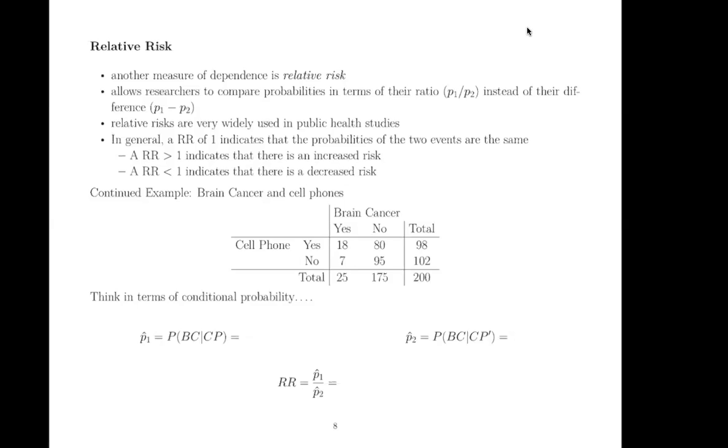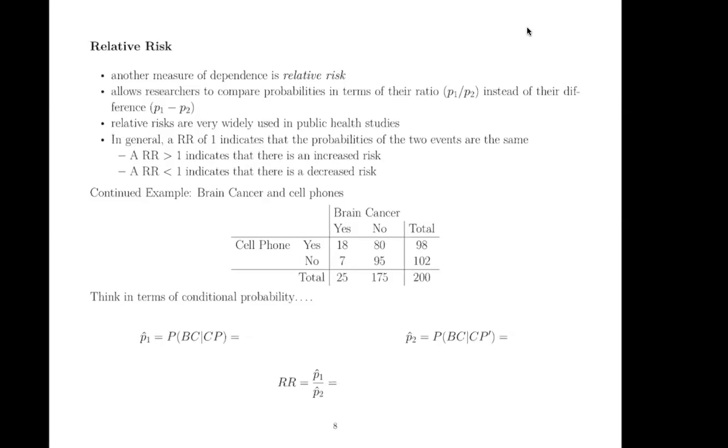And so in general, if the relative risk or the ratio is 1, it indicates that the probabilities are about the same. If you get something more than 1, that means that the probability on top is more than the probability on the bottom. So there's an increased risk for the top group. And if it's less than 1, it means that the probability on top is smaller than the probability on the bottom, meaning that there's a decreased risk for the top group.